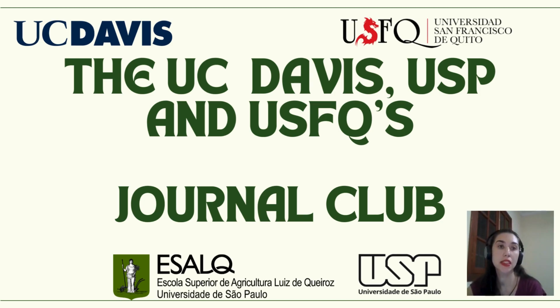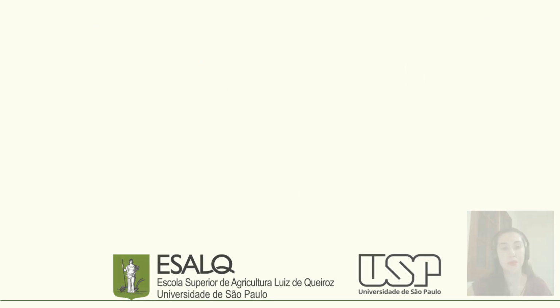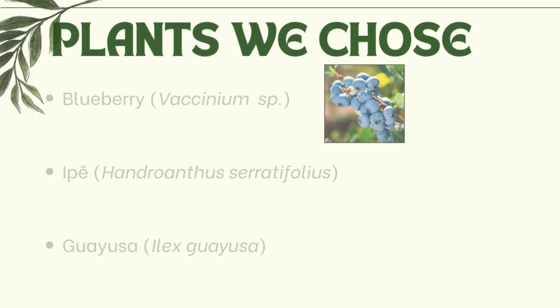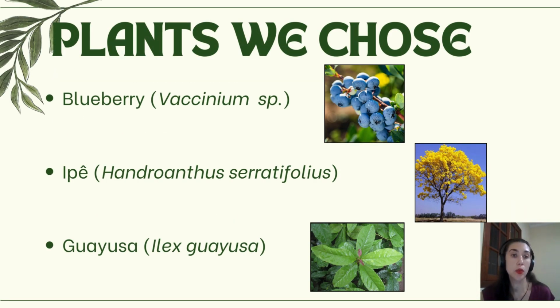I'm going to be presenting our video project one, and this is the UC Davis, USP, and USFQ's Journal Club. So we are from Group One, and Group One is made up of Mary Francis, Thelma Teal, Martina, Mariana Antunes, and me, Giovanna Caroline Domingues Saito. The plants we chose were blueberry from the United States, Ipê from Brazil, and Guayusa from Ecuador.